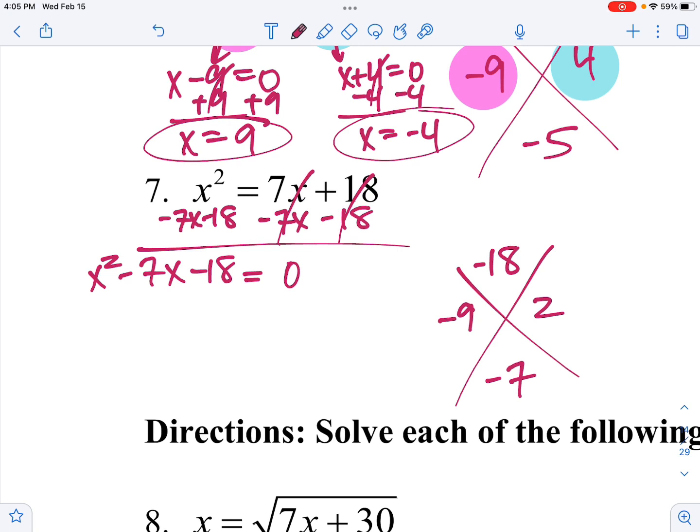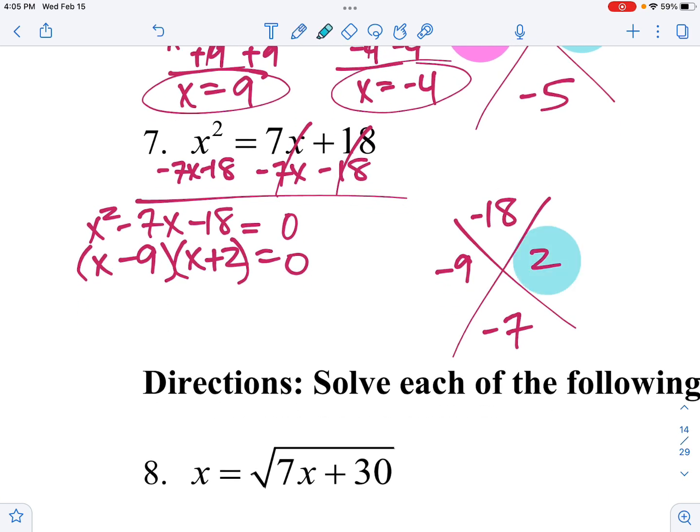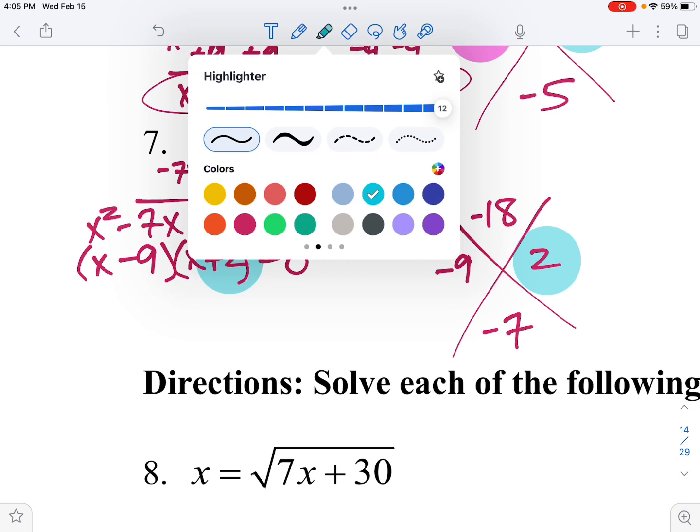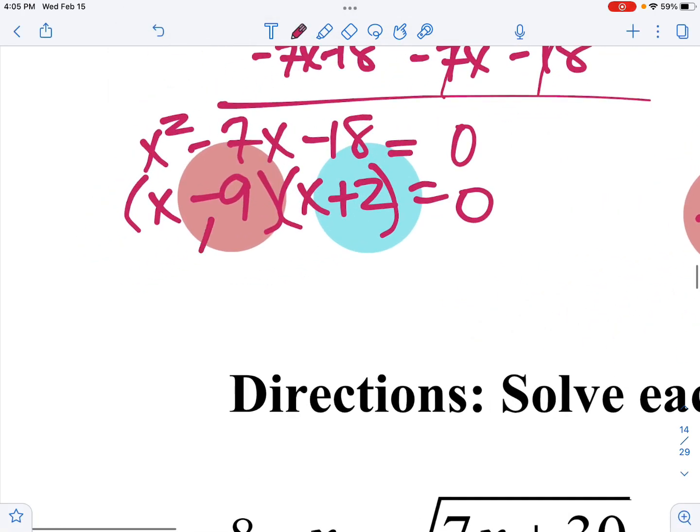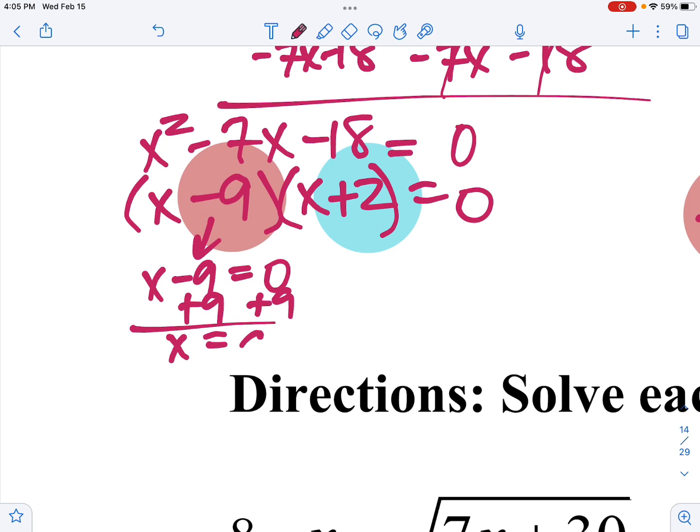Okay, so once you have these two numbers, remember you're allowed to write this as factored. So I'm going to write x negative 9 and x positive 2. Remember, this number goes here, and this number goes here. And the last thing we have to do after this is I'm going to do x minus 9 equals 0. That means add 9 to both sides. x equals 9 is one of my answers.